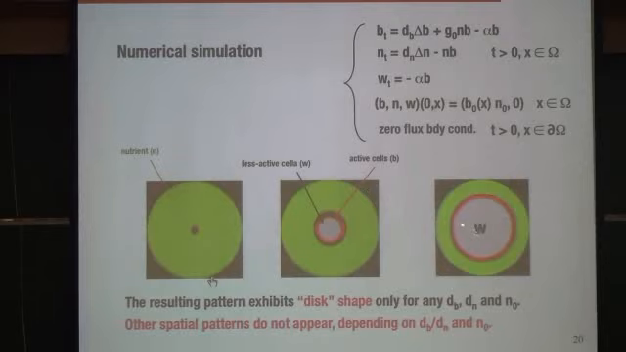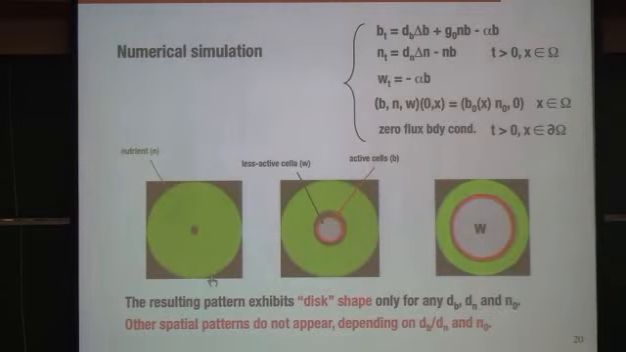Suppose we think about this situation. It means this is sort of a ring, a ring of active cells, and inside this is W. And this is almost a disc-shaped pattern, expanding like this. The resulting pattern exhibits the disc shape only, for any dB, dN, and N0. Other spatial patterns do not appear.